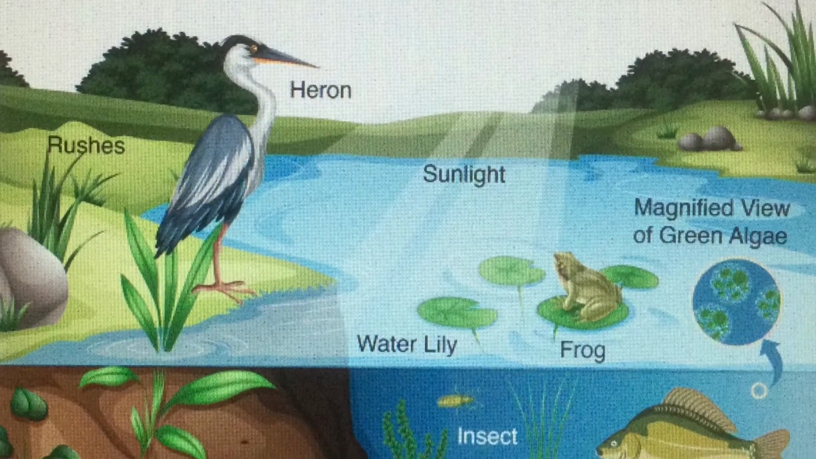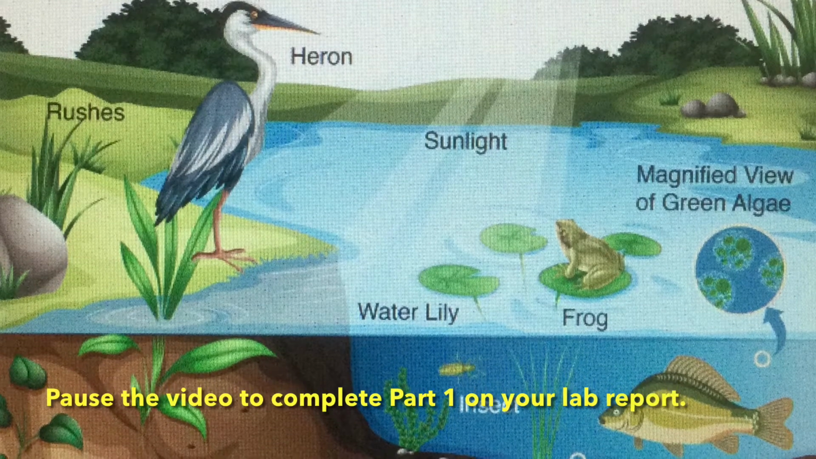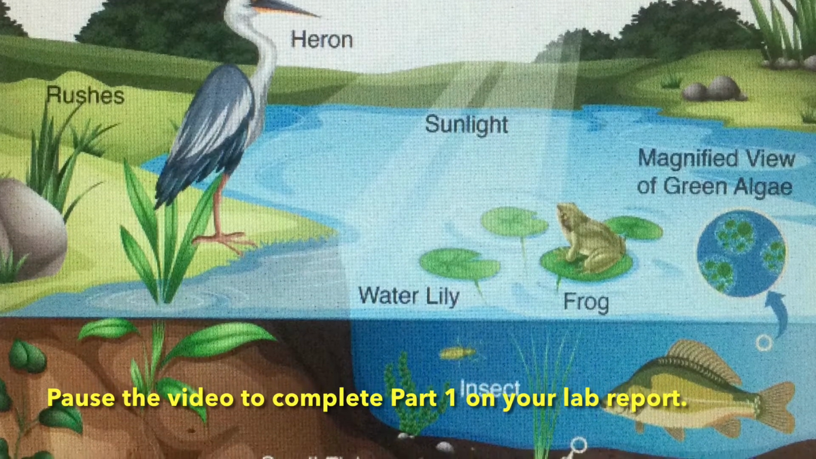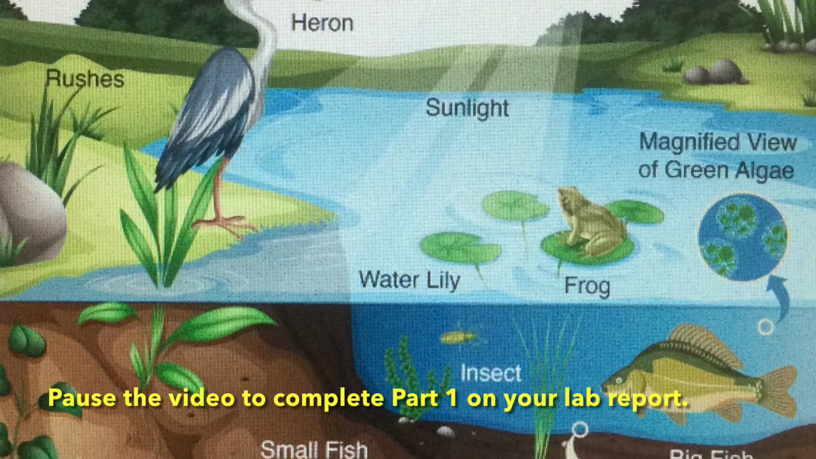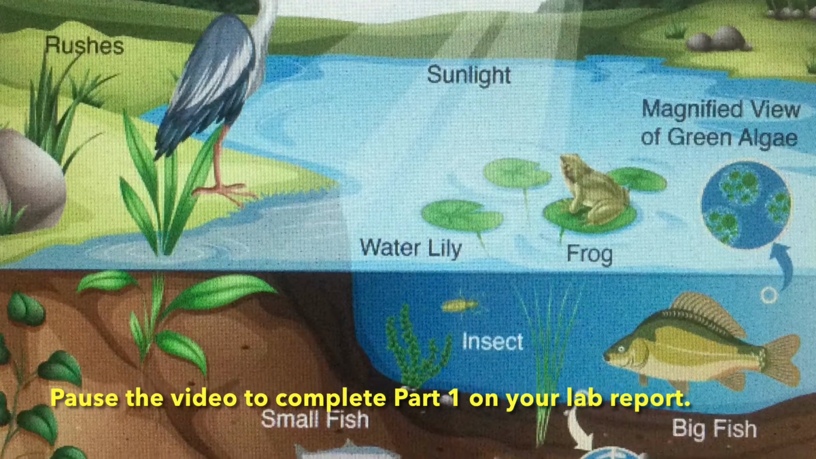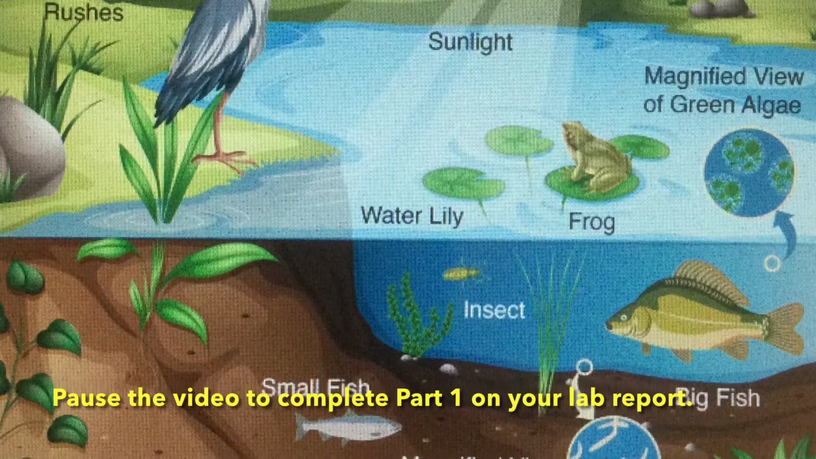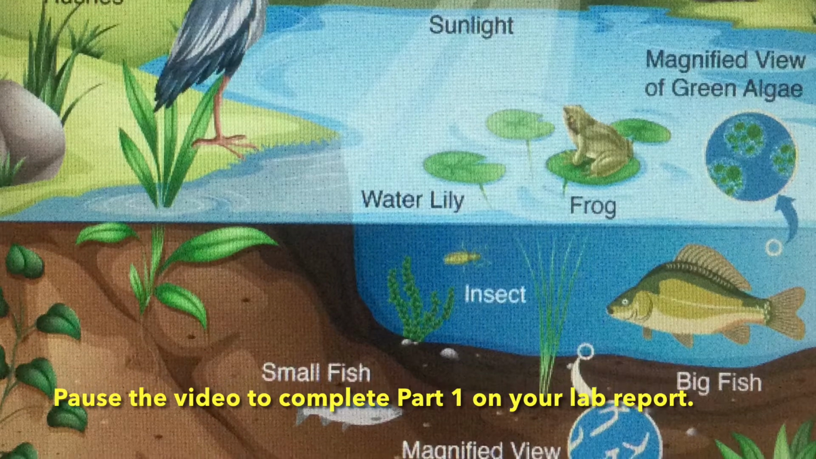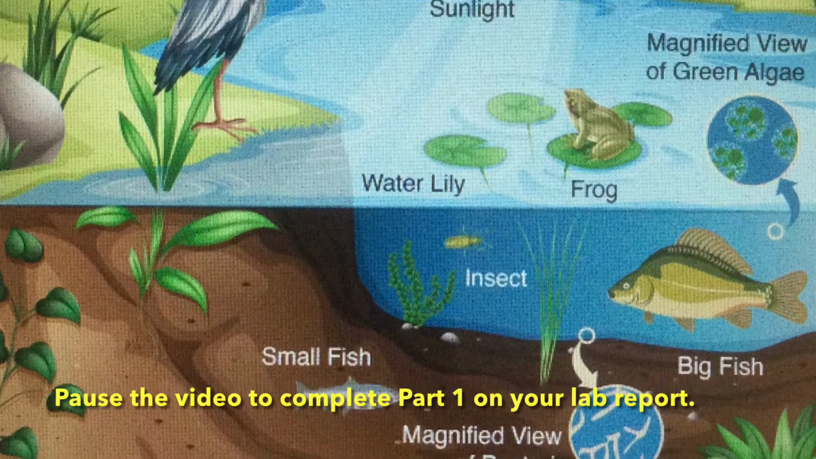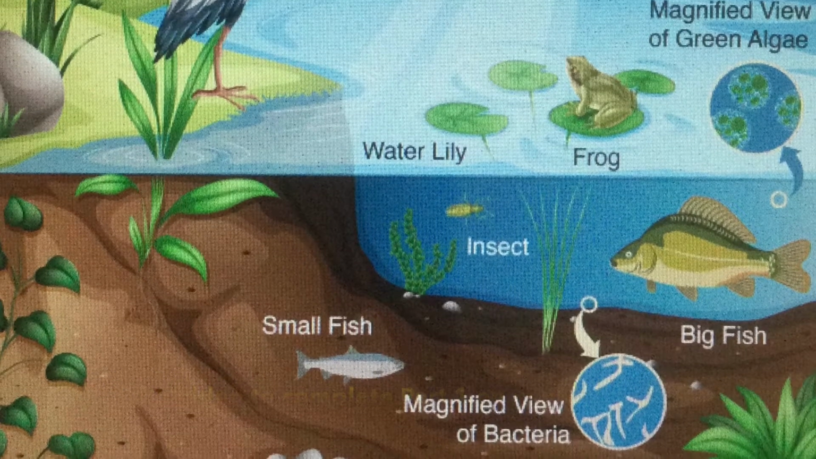Now it's your turn. You will be pausing the video here in just a minute and using this land and aquatic ecosystem to analyze the components and how the energy is flowing. You can use this image in the video, but I also have a copy on your lab report. So go ahead and pause the video now, complete part 1, and then come back and continue on with part 2.